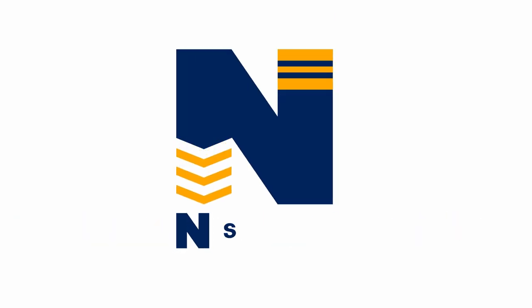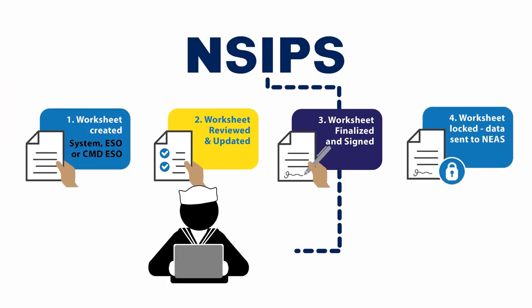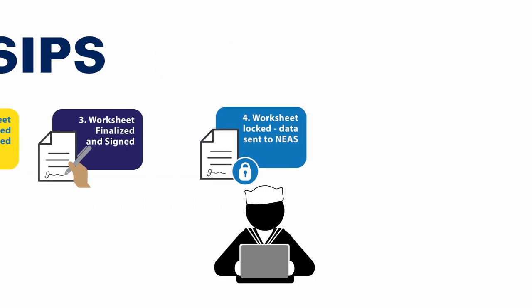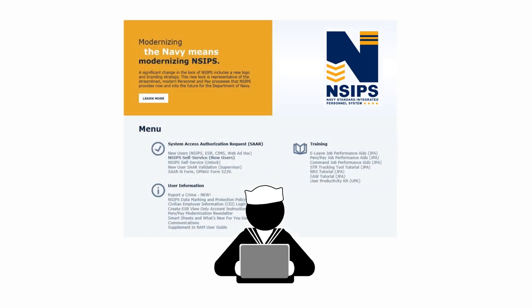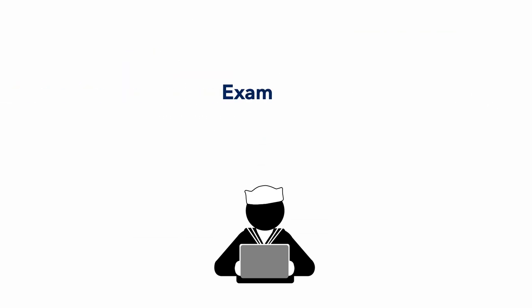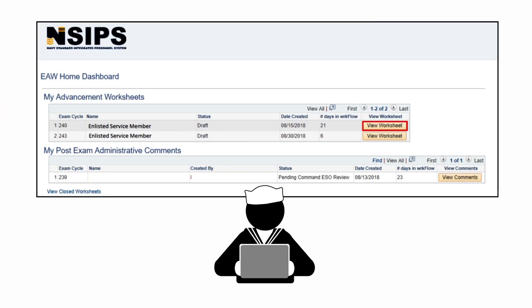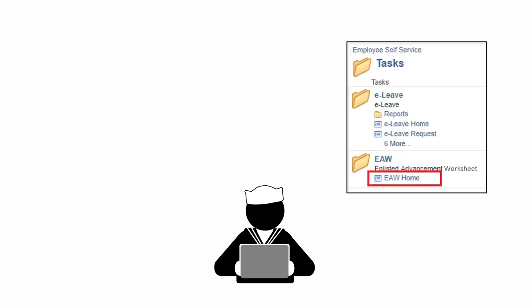Sailors will have access to their individual worksheets via the Navy Standard Integrated Personnel System, or NSIPS, where they can be reviewed and updated by command ESOs, finalized, and signed by sailors before being sent to the Navy Enlisted Advancement System. NSIPS self-service capability will give personnel online access to their updated information in real time and before each exam cycle through the EAW Home Dashboard found on the Employee Self-Service link.